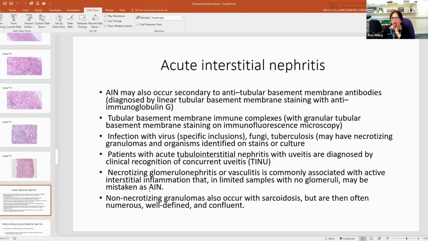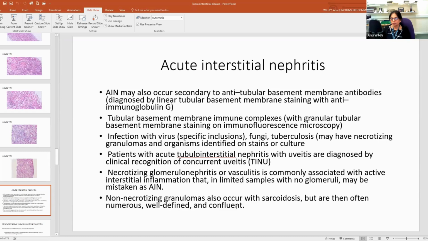Obviously, you can get a lot of inflammation within the kidney, as I've just mentioned, in certain necrotizing glomerulonephritis or vasculitis. If you do not have glomeruli in the biopsy, and the biopsy is inadequate, you can misdiagnose something which is vasculitis as TIN. So it's important that the biopsy has to be adequate. You have to see the glomeruli to make sure there's no glomerular disease.